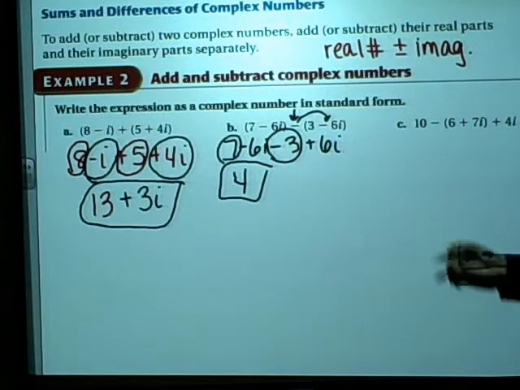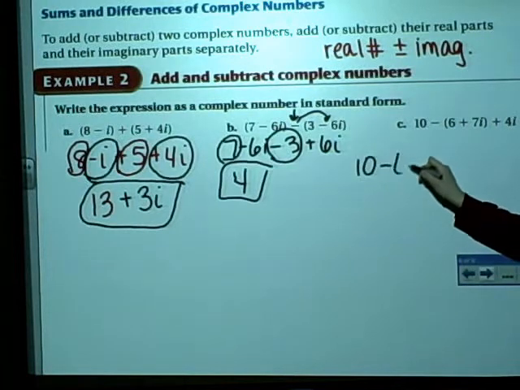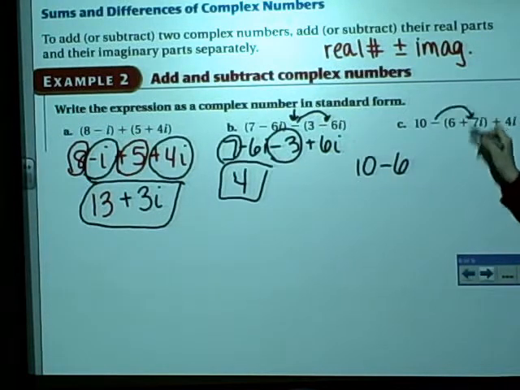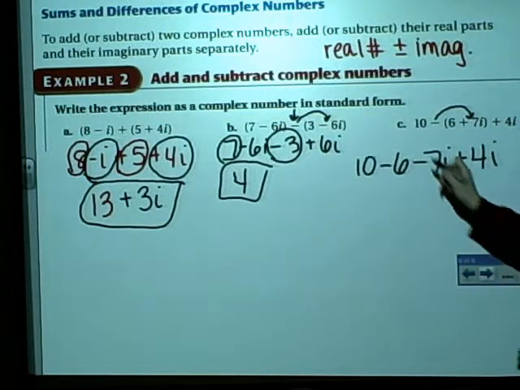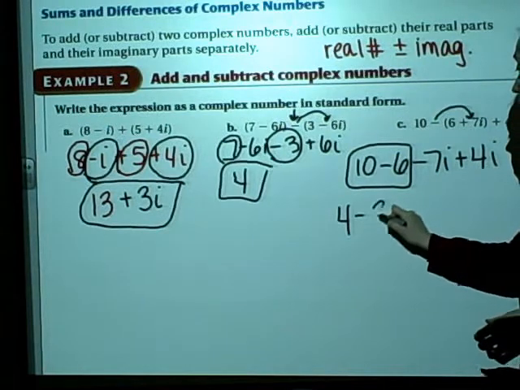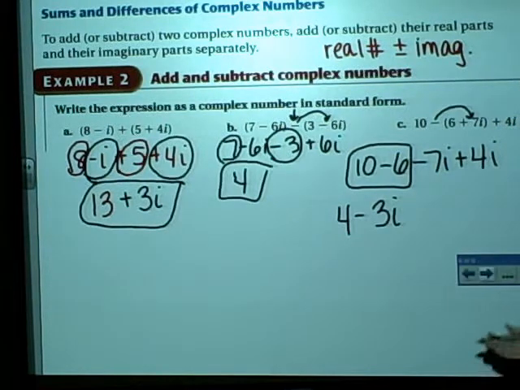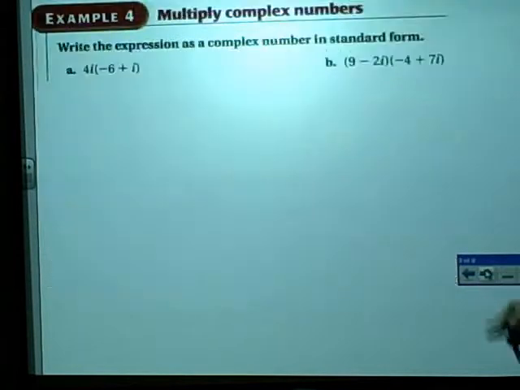Here are a little bit more steps. We are still going to distribute that negative, so we go 10 minus 6. Then that negative also goes to that 7i, minus 7i, plus 4i. This one's kind of nice. It's already organized for us. 10 minus 6, those are real numbers. They go together. Negative 7i plus 4i are imaginary numbers, so they go together. And I'm done. Easy. All we're doing is combining like terms. Just don't forget to distribute the negative. We'll do that in class.